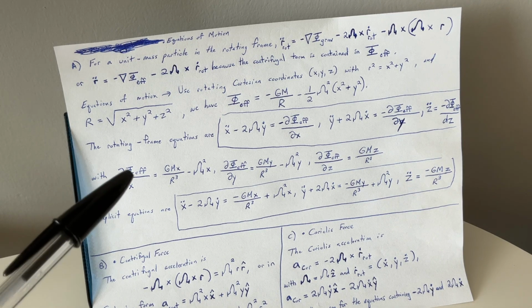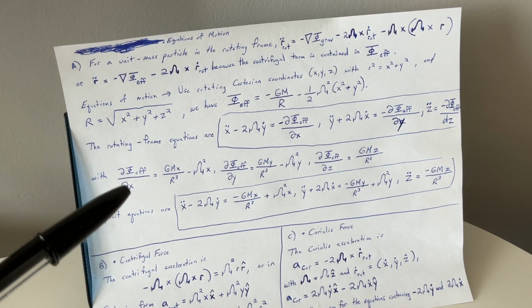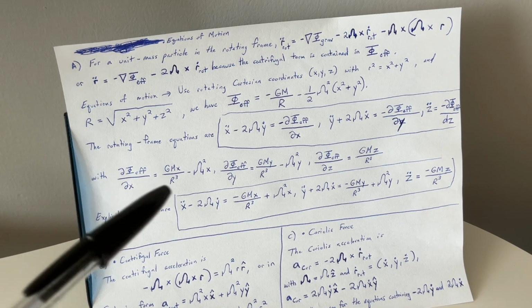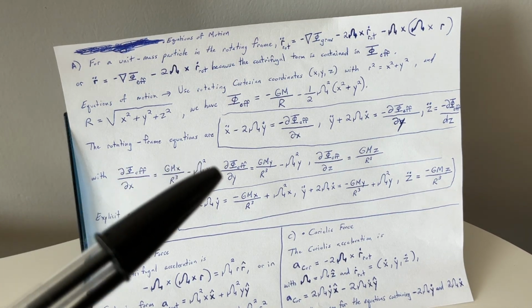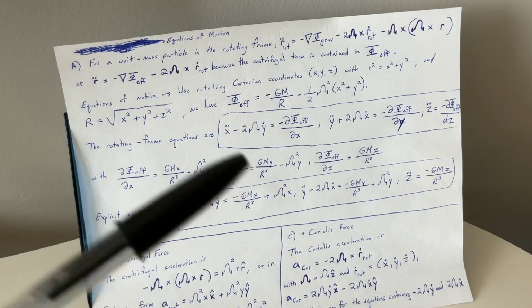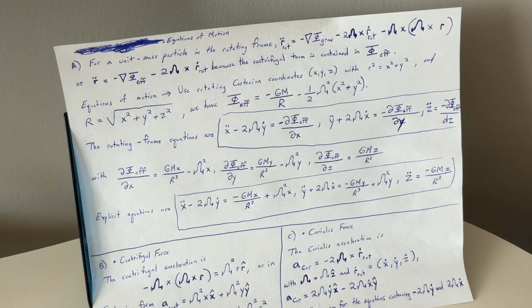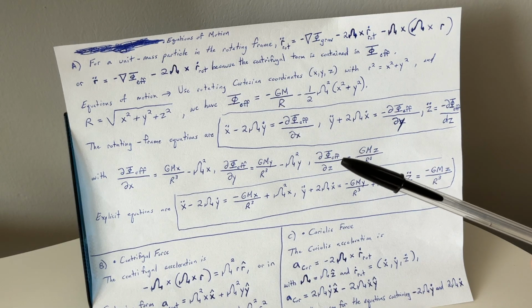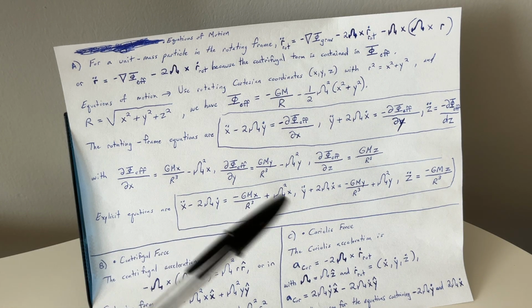With the following, the partial derivative of phi sub EFF with respect to x equals GMx over R cubed minus omega squared x. And we also have that the partial derivative of phi sub EFF with respect to y equals GMy over R cubed minus omega squared y. And then the partial derivative of phi sub EFF with respect to z equals GMz over R cubed.